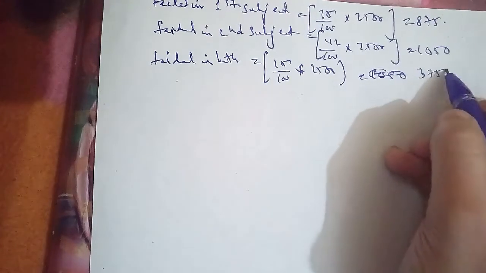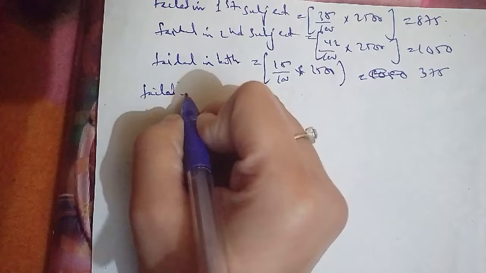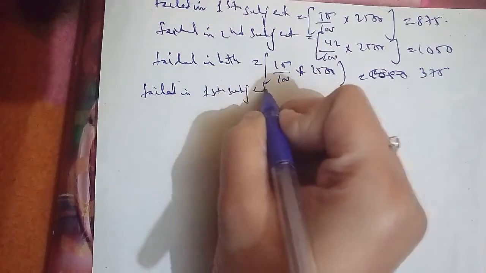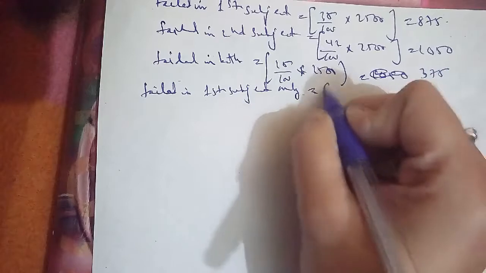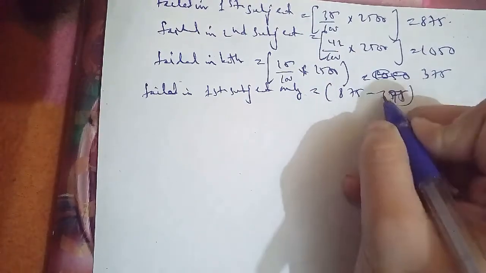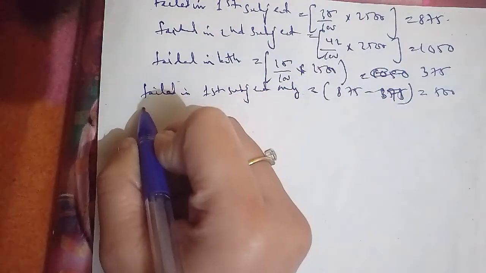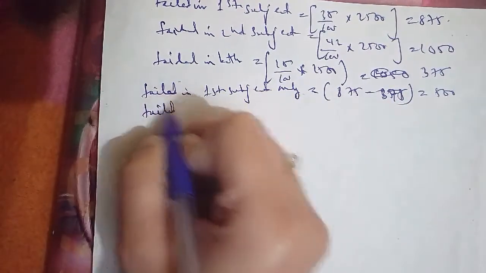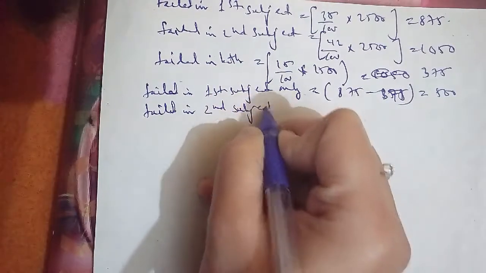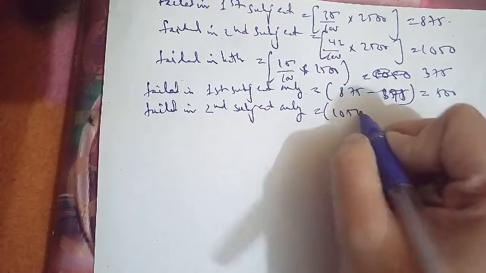So failed in first subject only, 875 minus 375 is equals to 500. Failed in second subject only is equals to 1050 minus 375, 675.